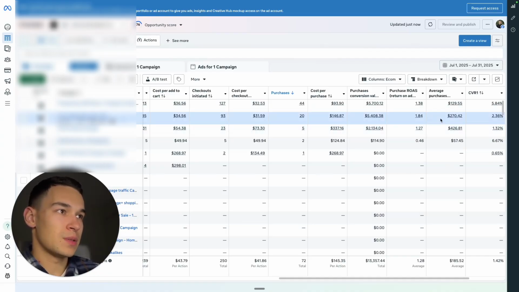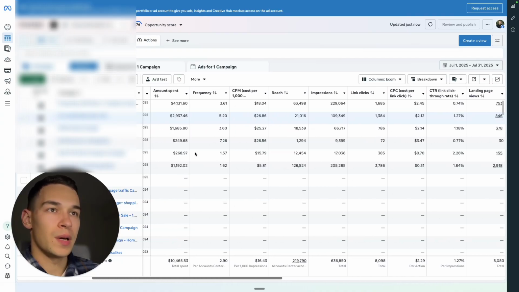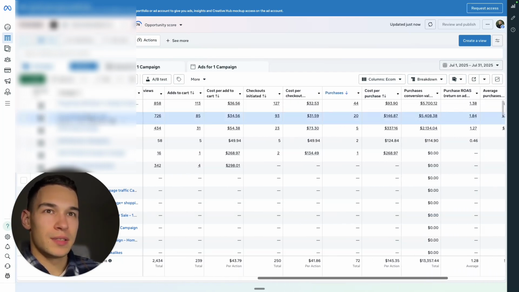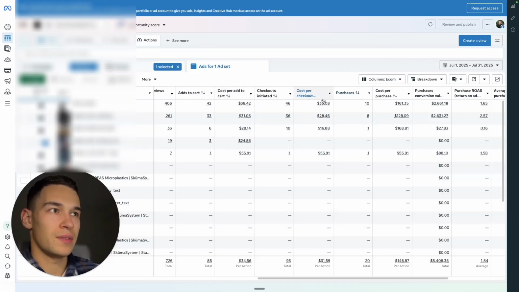Yeah, okay, this one is better, 270. 1.8x ROAS. This one is way better. But it has 5x frequency. Wow. Oh my god, okay. It's called purchase for retargeting, BOF, retargeting high intent. Okay, let's see what we have here.